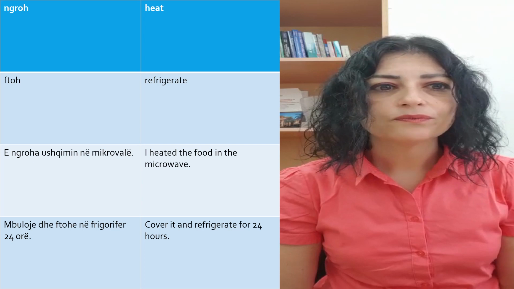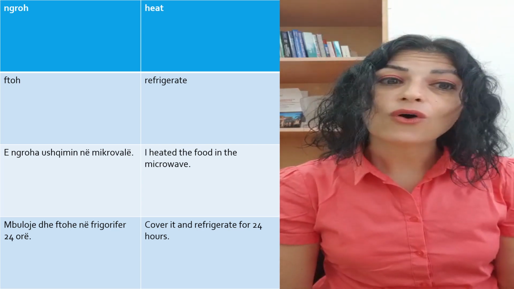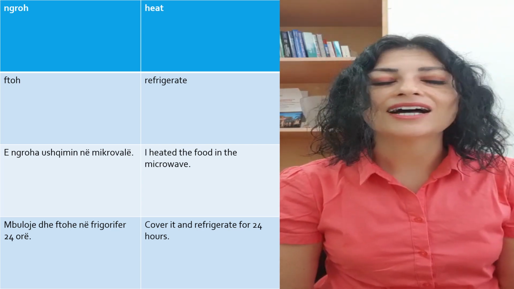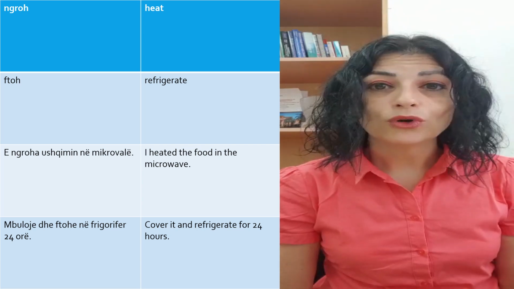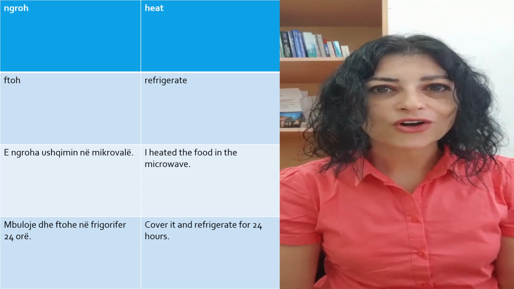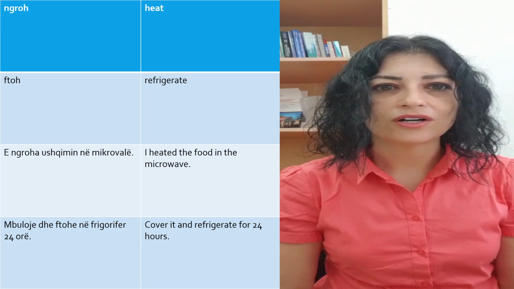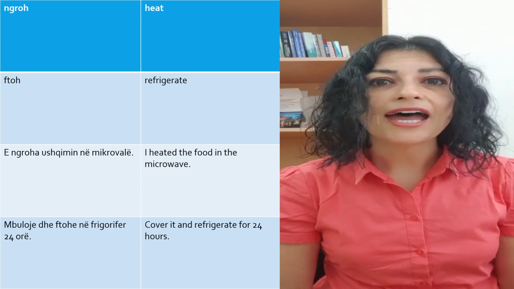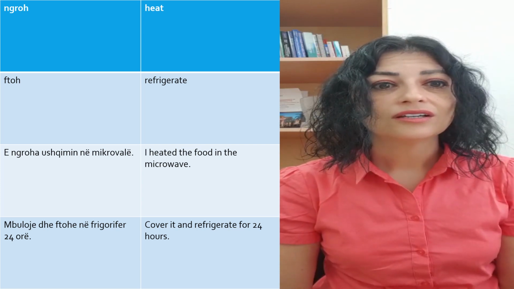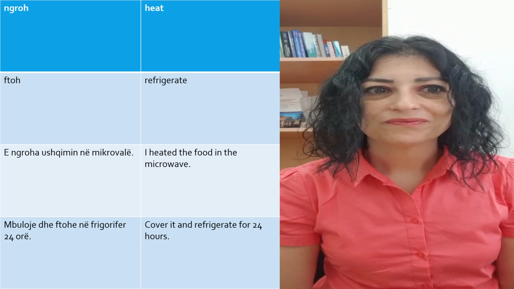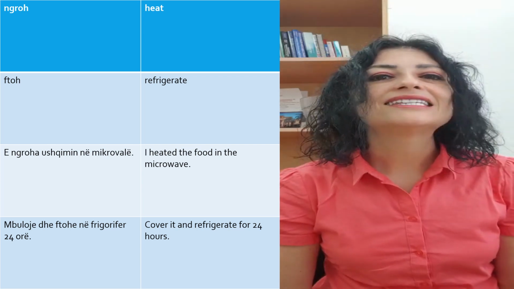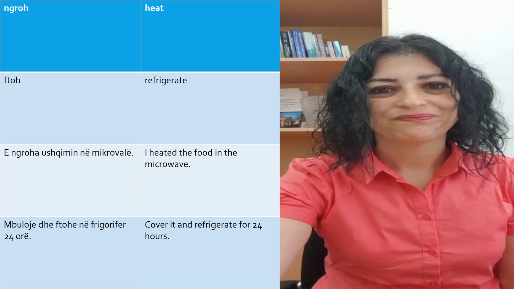And the opposite, mbuloje dhe ftohe në frigorifer 24 orë. Cover it and refrigerate it 24 hours. Right, let's see two more verbs.